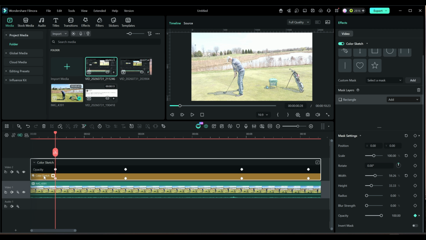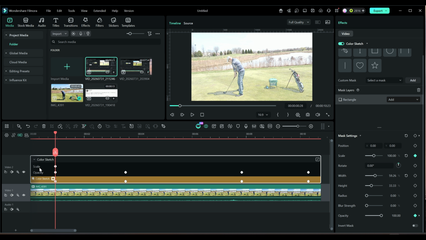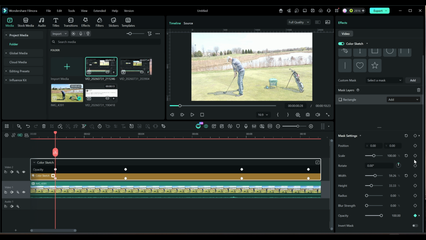And here's the color sketch, and the only thing that we're affecting is the opacity. If we had changed some other effect, let's just try that scale, then we can see the scale would also appear. But we just want to play with opacity. But whatever attributes we have checked, they would be available in the editor when the editor is available.